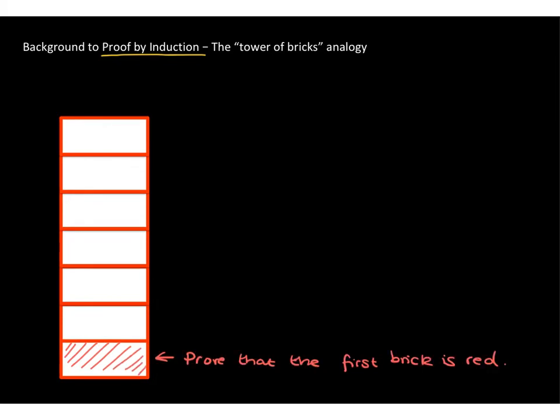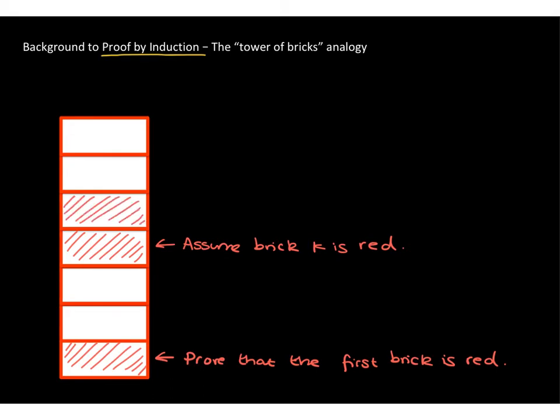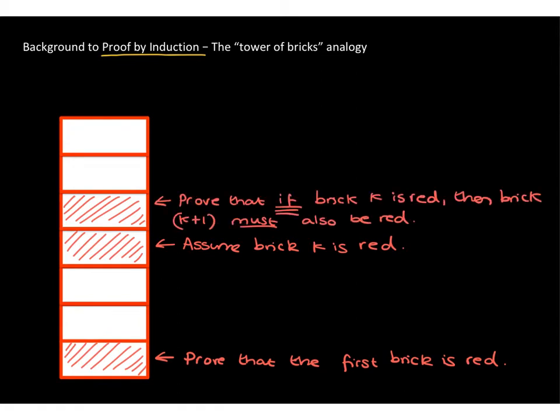Now, you're then going to make the assumption that another brick in the pile, let's call it brick K, and let's pick this one at random. It's not meant to be the fourth brick, it's just a brick in the tower of bricks. Let's assume that brick K is also red. Now, if you can then prove that if brick K is red, then the brick above it, brick K plus 1, also has to be red, then what have you done?